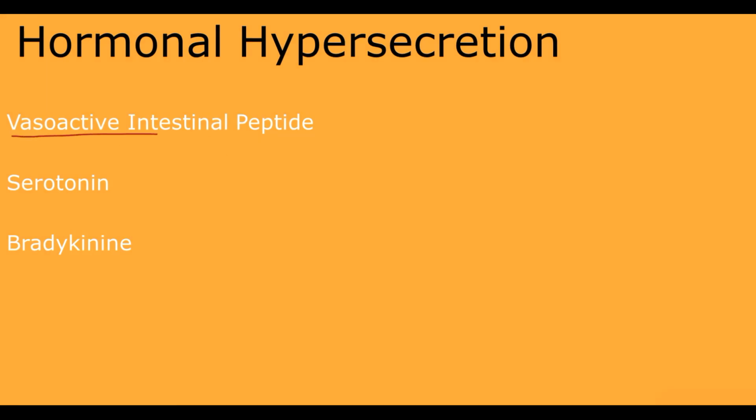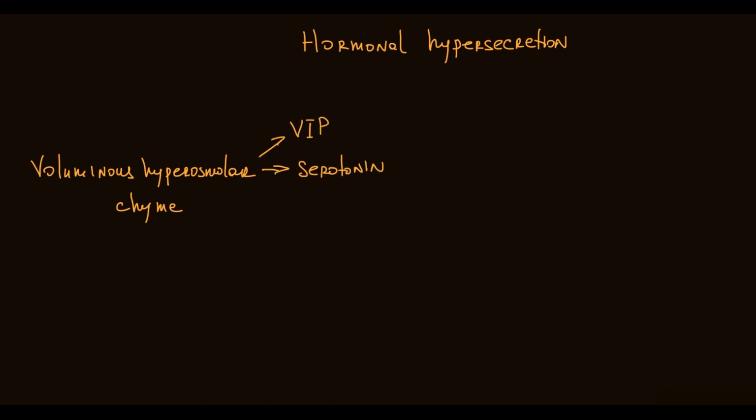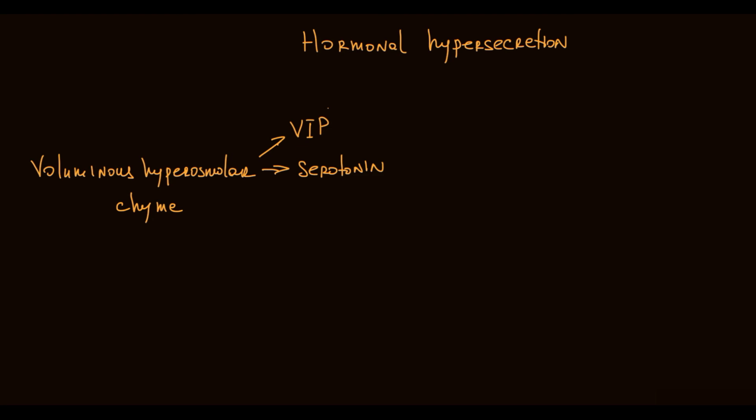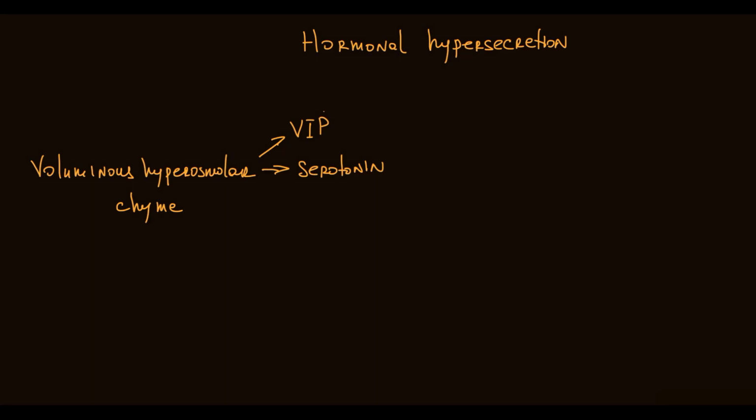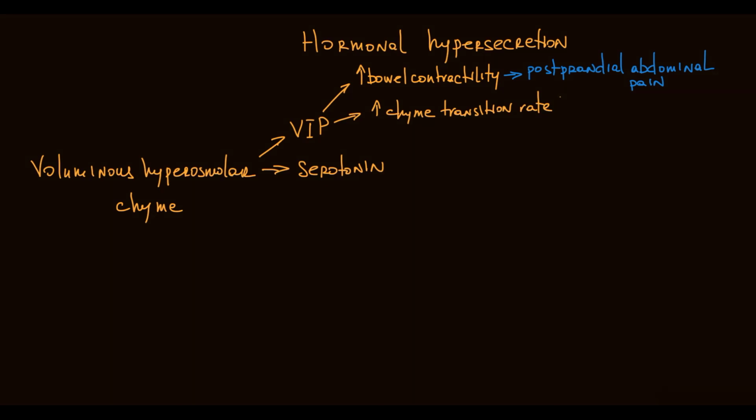It's primarily vasoactive intestinal peptide and serotonin, and to a lesser extent bradykinin. There are two major hormones that are secreted by the intestine. It's vasoactive intestinal peptide and serotonin. Vasoactive intestinal peptide has three effects. It causes increase in bowel contractility that causes postprandial abdominal pain. Also it increases chyme transition rate. The problem is that in dumping syndrome chyme transition rate is already increased, so vasoactive intestinal peptide aggravates it.